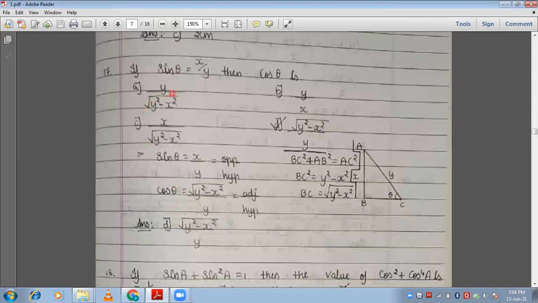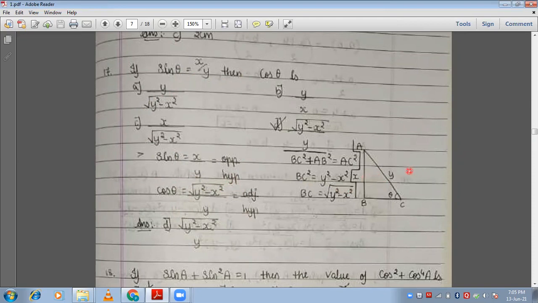Next, if sine theta is equal to x by y, then cos theta is dash. Sine theta is x by y. What is the ratio? Opposite by hypotenuse. But you need to find out cos theta. Cos theta means adjacent by hypotenuse. Find out the adjacent here, x, y.